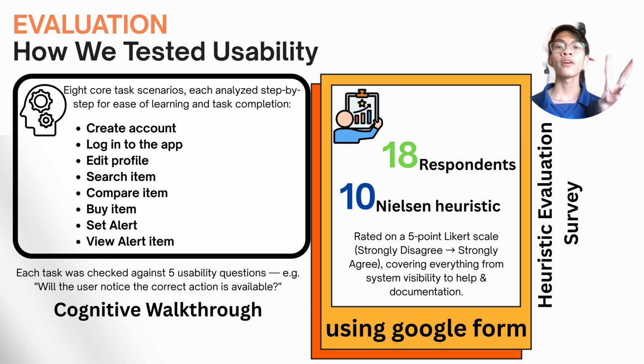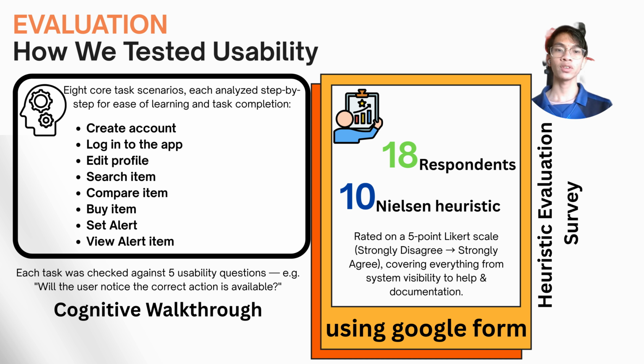So we move to the next part, which is evaluation, about how we test our app usability. We have two. The first one, cognitive walkthrough, and the second, heuristic evaluation survey. For the first one, 8 core task scenarios are analyzed step by step for ease of learning and task completion, from creating an account until viewing the item. Each task was checked against 5 usability questions. For example, will the user notice the correct action is available?